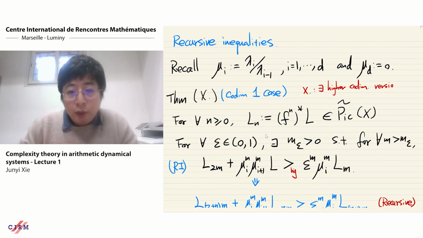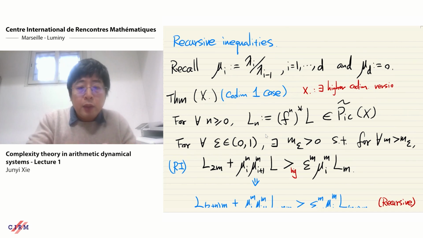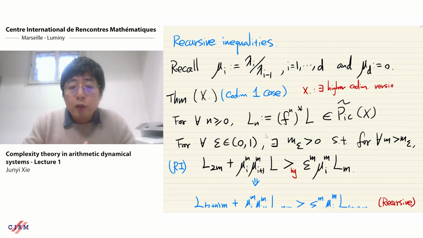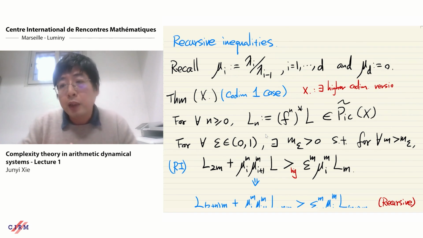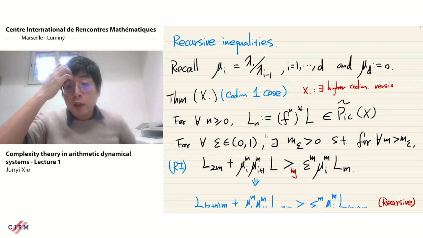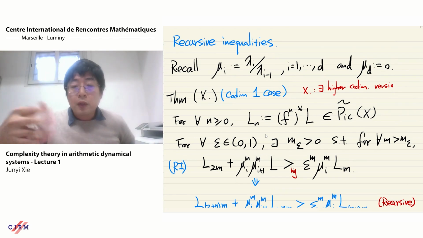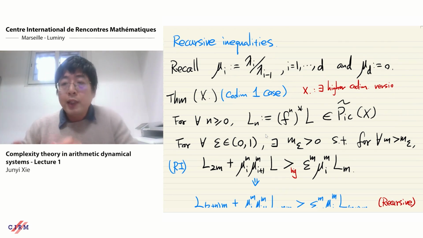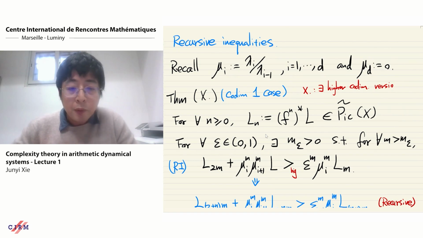And here we can think it's just an inequality of line bundles, so it's a codimension 1 case. Indeed, we can also get some higher codimensional version of this inequality, but the higher codimensional version is more complicated. So I will not present it here in this lecture. We will only present the codimension one case.